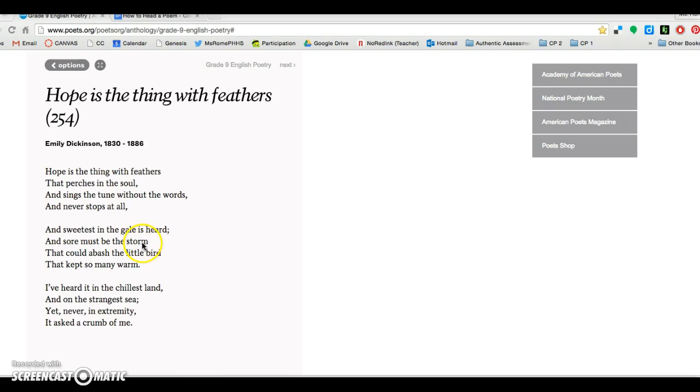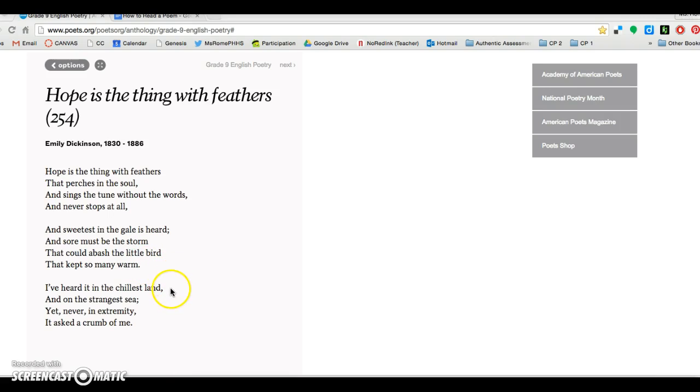Heard, storm, bird, warm. Okay, now we have a bit of a rhyme scheme happening. Heard and bird rhyme, storm and warm. So we have an A, B rhyme scheme.